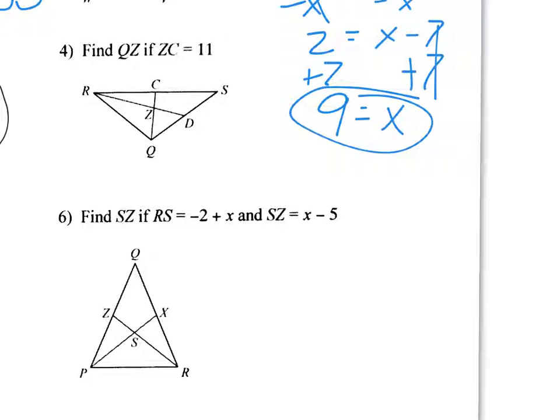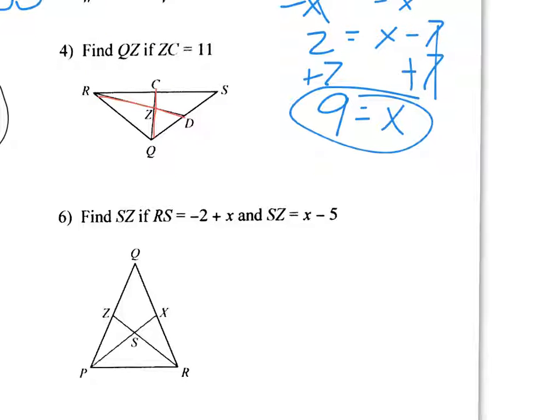It says find QZ if ZC is 11. Okay, now this is a different relationship. This is one where two medians intersect. So I have two medians in this picture. I have RD and QC, two different medians.